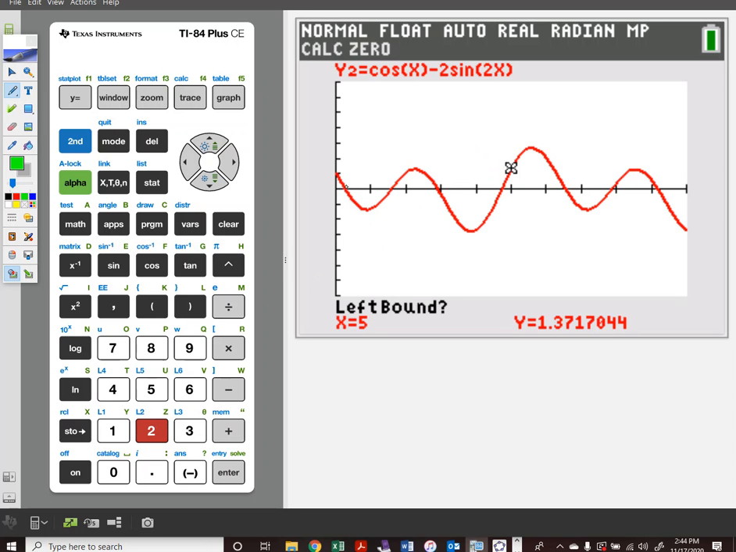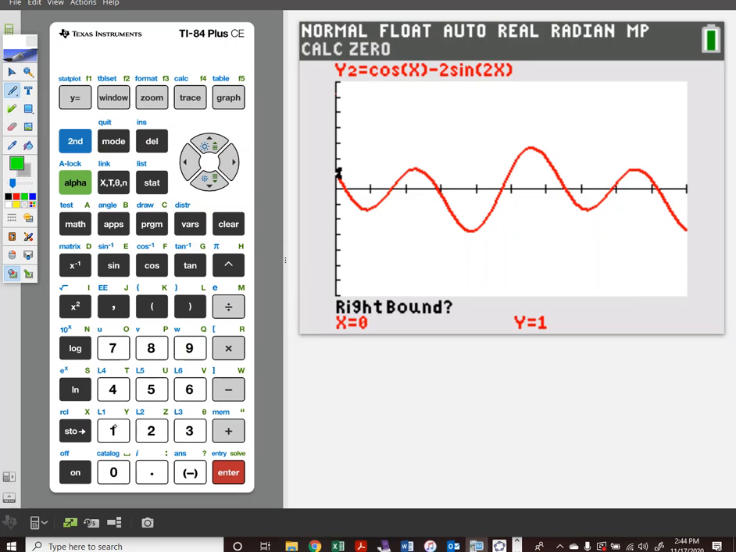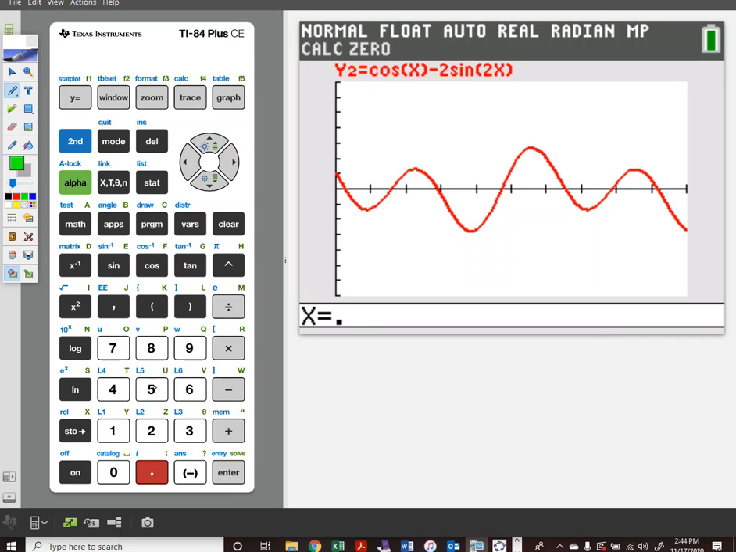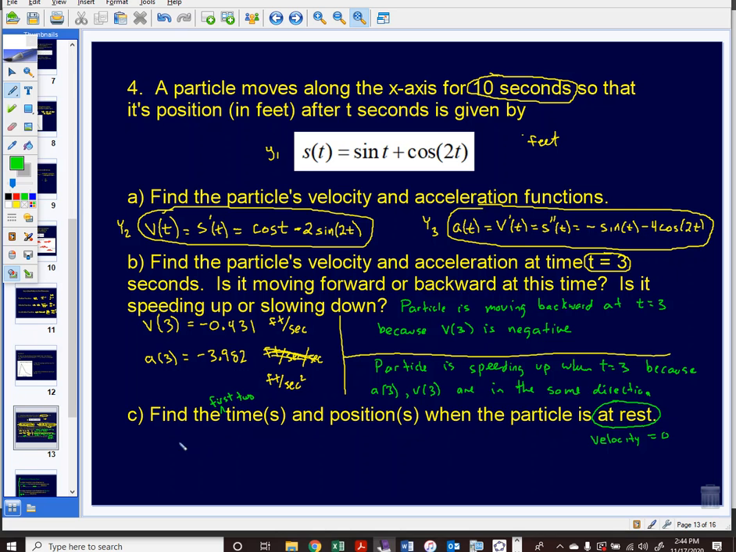Since I'm finding the one that's between 0 and 1, I'm going to use 0 as the left bound, 1 as the right bound, and a guess of about 0.5. And now the calculator found it to be 0.2526. I'm going to round that to 0.253, and I'm going to go ahead and write that down. I'm just going to subscript this time 1.